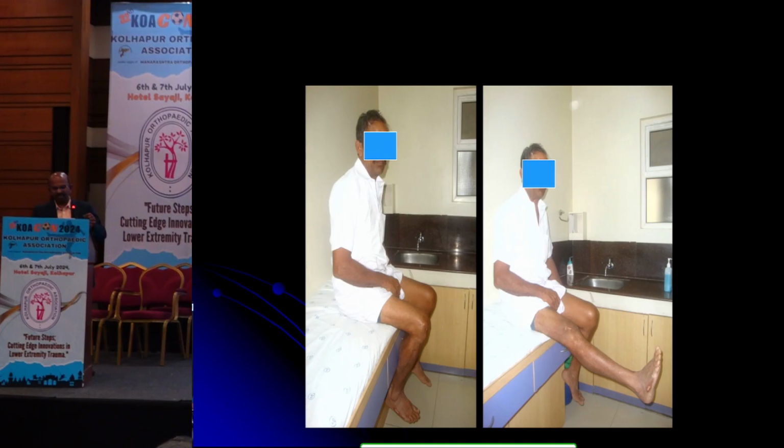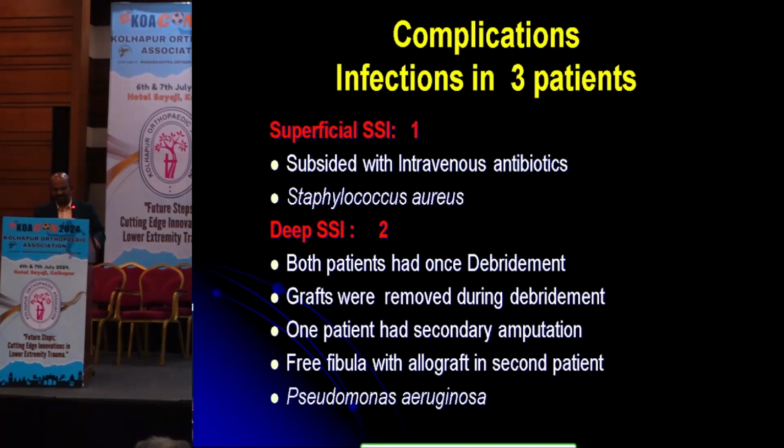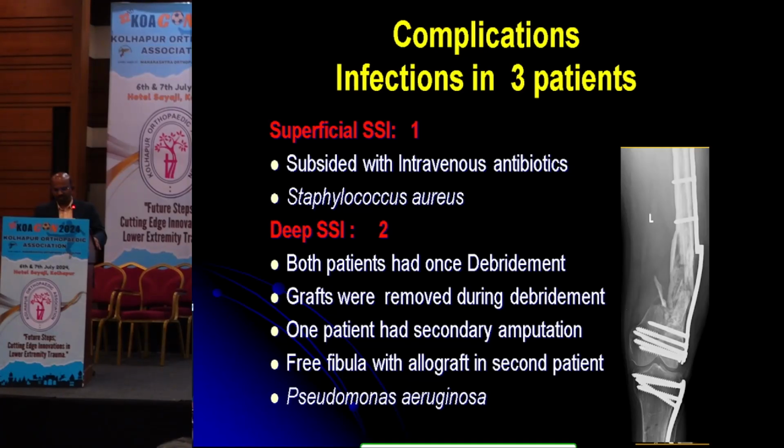So, here it is a single stage procedure compared to the free vascularized fibula or bone transport, where multiple procedures are required. It is a single stage procedure, and anybody can do it if you have a bone bank and an allograft facility. We had complications in 3 patients, and all of them subsided with one subsequent procedure. There were no major problems.